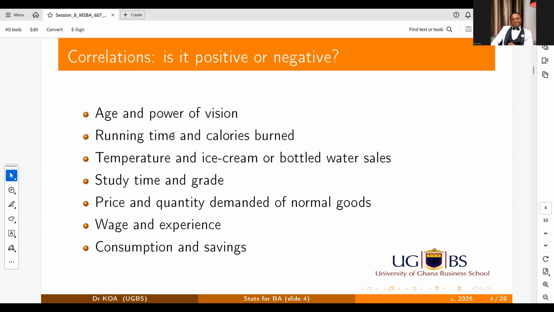Now, as you can see, there are certain things on your screen here that have some correlation. What I want to simply know from you is whether the relationship is negative or positive, just from prior knowledge. Do you think the relationship is negative or positive? Let's start with age and power of vision. What would you say is a relationship? Age and power of vision is negative.